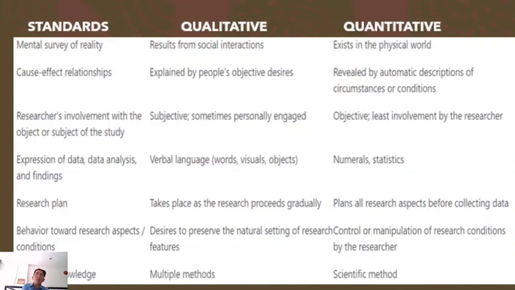Let's talk about the survey of reality. Quantitative research exists in the physical world. Cause-effect relationships are explained by people's objective desires. All right. In quantitative research, reality is revealed by automatic descriptions of circumstances or conditions. All right. So there are a lot of things present here.